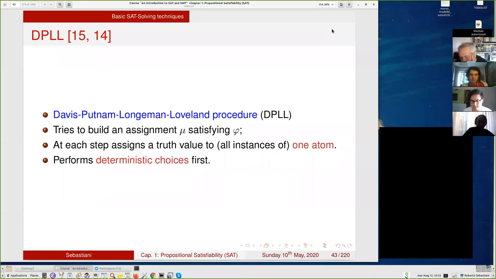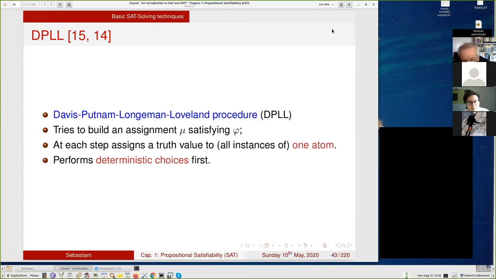Let's start recording again. Okay, so the next one is the grandfather of most modern SAT solvers. And this algorithm is DPLL, the Davis-Putnam-Logemann-Loveland algorithm. And this was substantially from more or less the same authors of the previous resolution, which were Davis and Putnam.